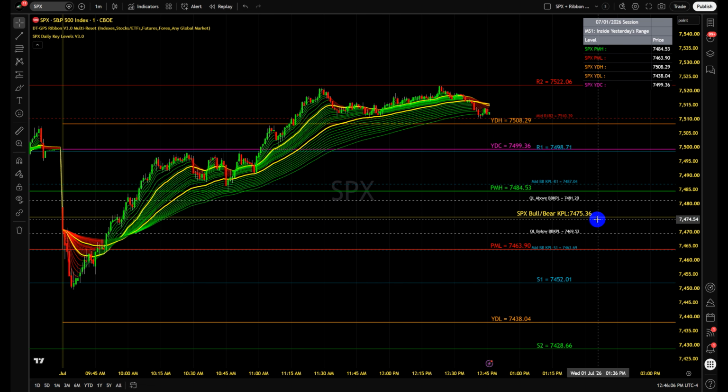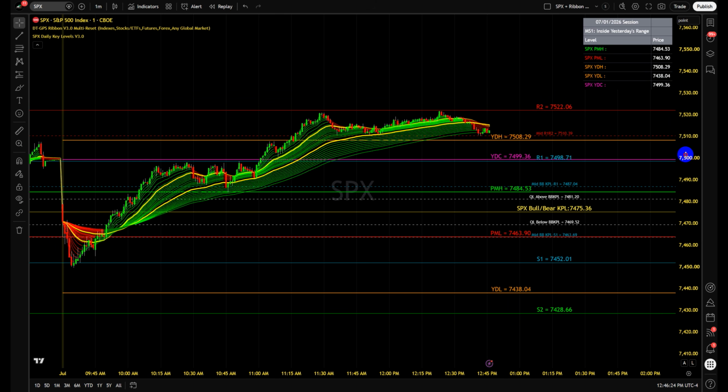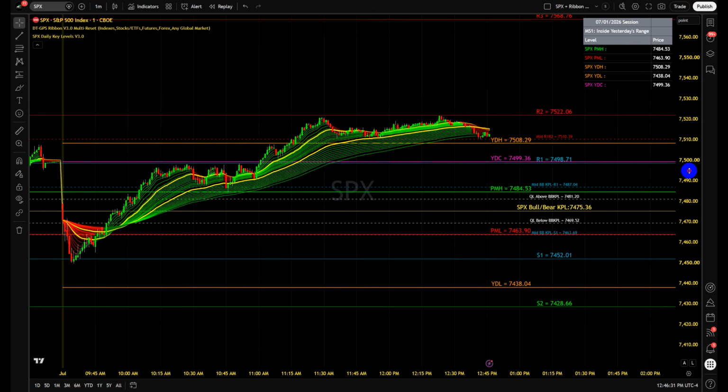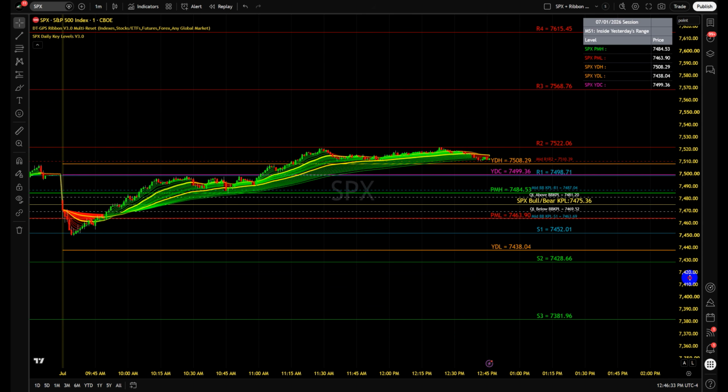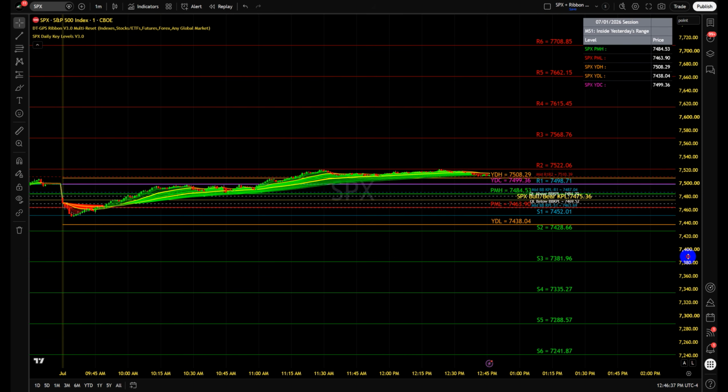Now, the main key levels with this indicator are the bull bear key price level, which for today is 74.7536. The other main key levels are the R1 through R6 levels and the S1 through S6 levels. So if you look here, if we zoom out by taking our mouse and going over to the right price axis, holding the mouse left click down and pulling the chart down, then you can see R1 through R6 and S1 through S6.